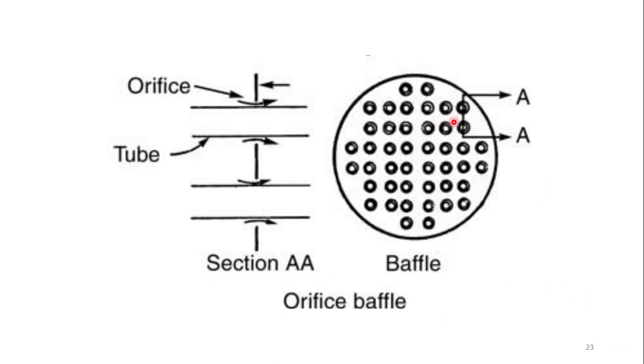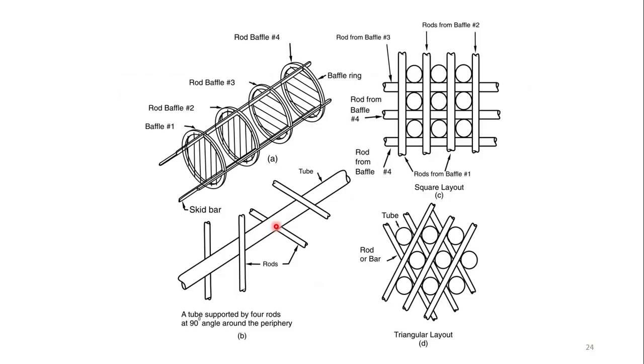We have the baffle and the tubes are basically passed through these holes, and there will be a small clearance between the baffle as well as the tube, so it will create the orifice, so the fluid will pass through this orifice. So this is the tube and this is the orifice, and this is the baffle and this is the tube. So this small clearance will be used to pass the fluid of the shell side.